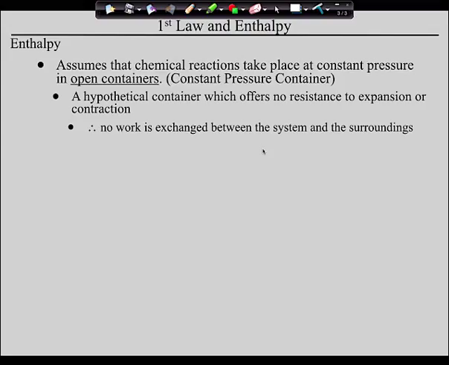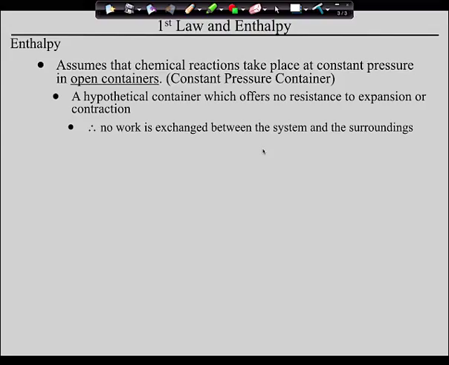Okay, therefore, guys, no work is exchanged. Now, guys, here comes the really big therefore. Therefore, if you can't do work, what are you left with for the only avenue to exchange energy between the system and the surroundings? Heat. And what do we call heat when there can't be work? Enthalpy. Get the idea? It's that simple.